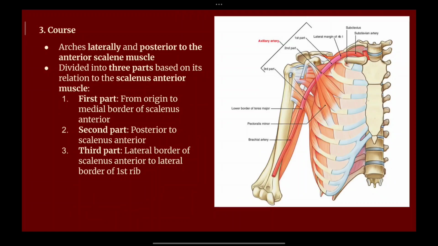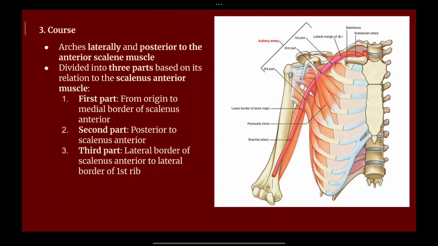Now the course of the subclavian arteries: it arches laterally and posteriorly to the anterior scalene muscles. In the anterior region you can observe that it is arching towards the lateral side, not medially, that is towards the upper limbs, and posterior to the anterior scalene muscles. So you can see the scalene muscles, below which this artery is running.